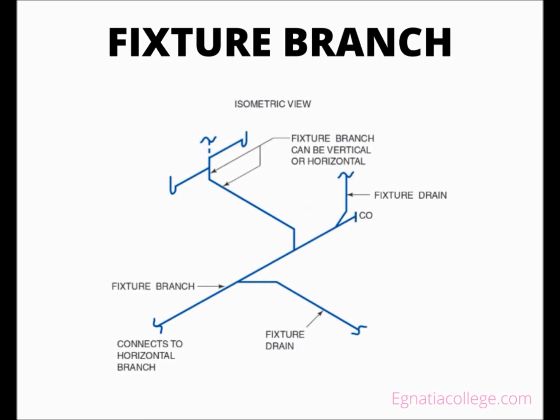Fixture branch. The fixture branch is a drain pipe that connects 2 or more fixture drains to a horizontal branch or major segment of a DWV system. It can also be called a horizontal branch because it could potentially connect to a major segment such as a stack or building drain depending on the specific design of the system. Its position can be vertical or horizontal. Its size is based on the total load of all the fixtures it serves and on whether it is vertical or horizontal. It must have adequate slope, which is dictated by codes and its size.